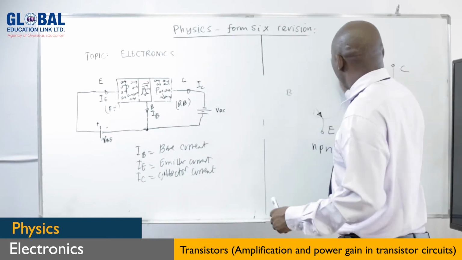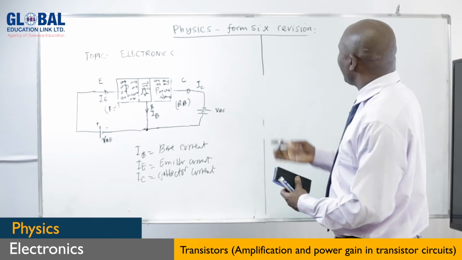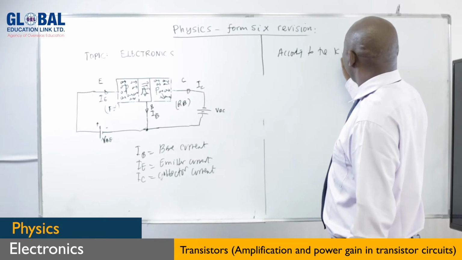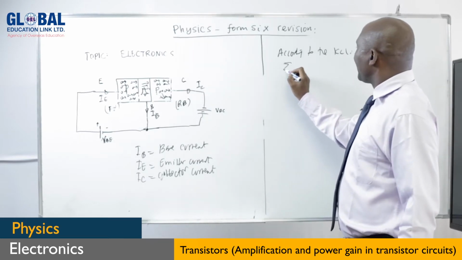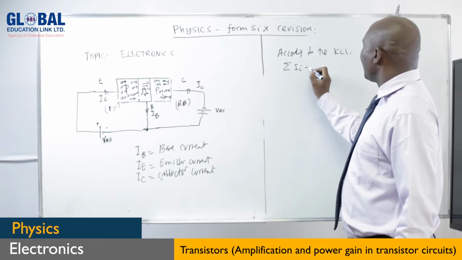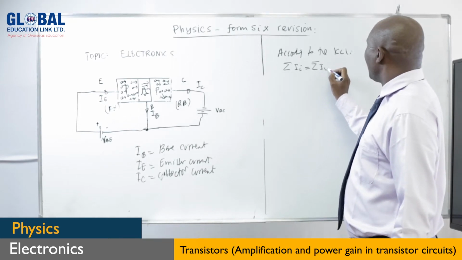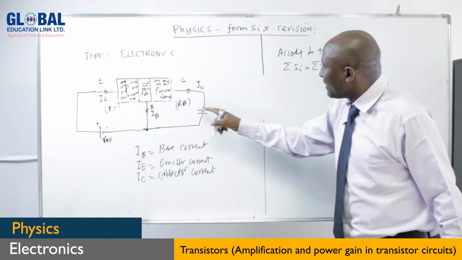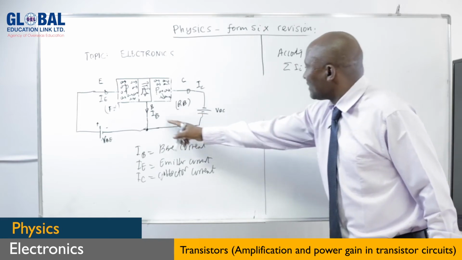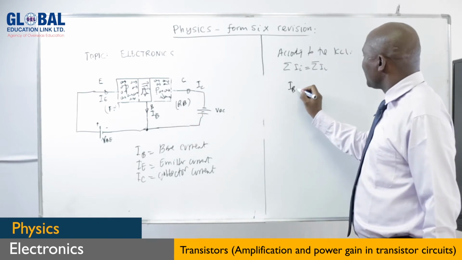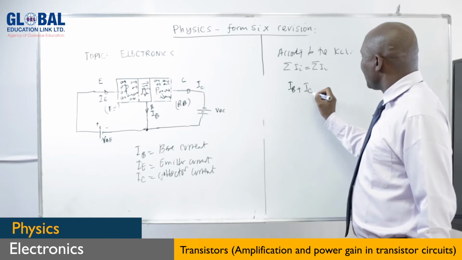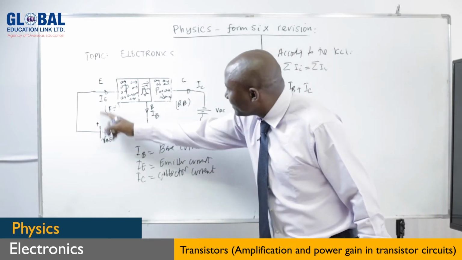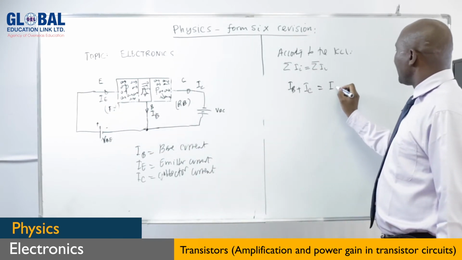According to Kirchhoff's current law, the sum of the currents entering equals the sum of the currents leaving, or the algebraic sum of the currents at the junction equals 0. So you can see how many currents are going to the junction here. We have the base current plus the collector current. These are the currents going to the junction. And then this current is leaving the junction, equal to IE.